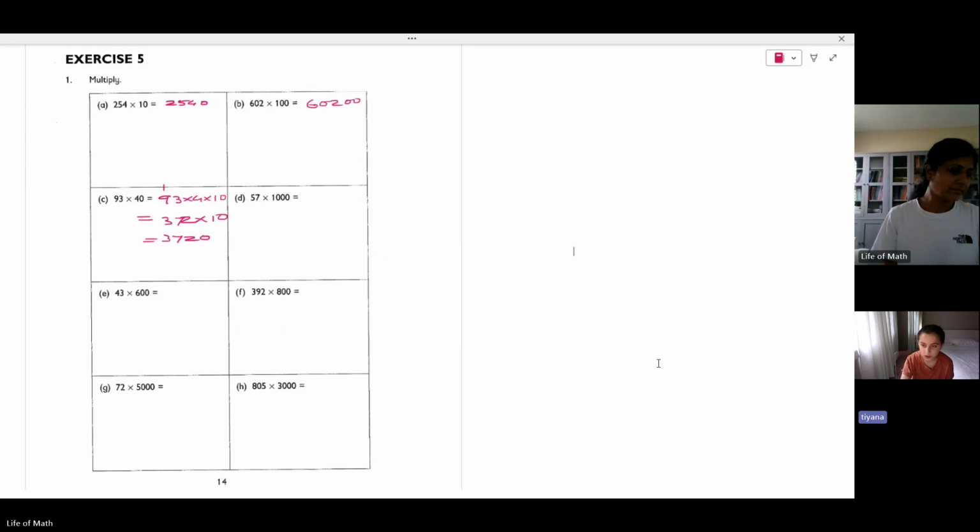2,580. No. Place value is off. Let me try this one. Why is there a zero? 25,800. It is 25,800. I forgot to add the last zero. You said 2,580, which is a very different number. The answer is 25,800.